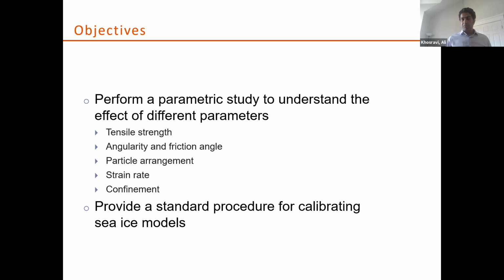First, by performing a parametric study to understand the effect of different parameters, especially the effect of tensile strength, angularity and friction angle, particle arrangement, strain rate, and confinement. And then by understanding these effects, provide a standard procedure for calibrating CIS models.